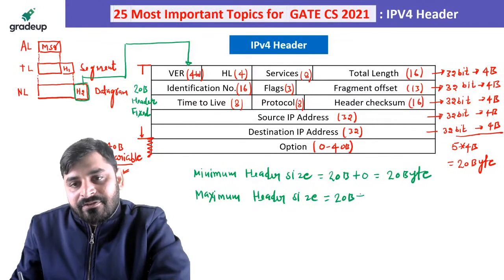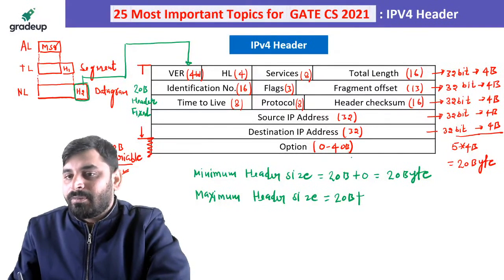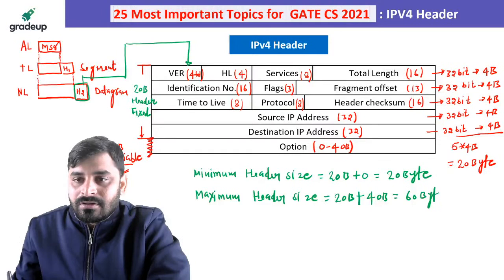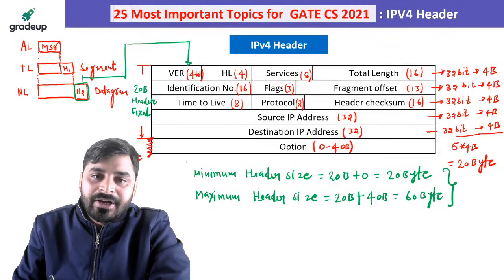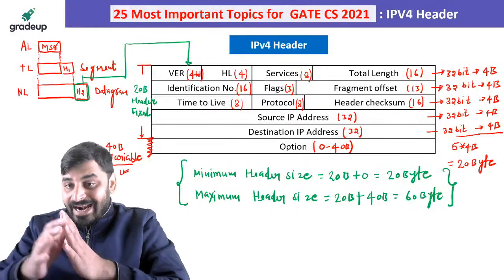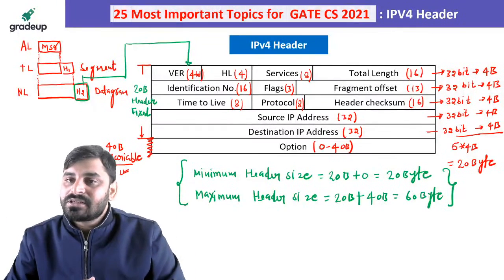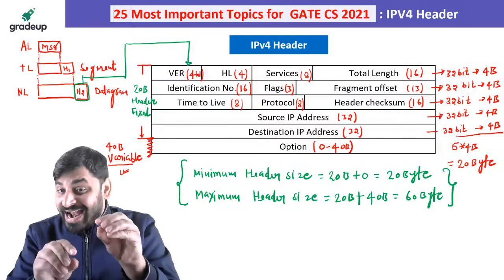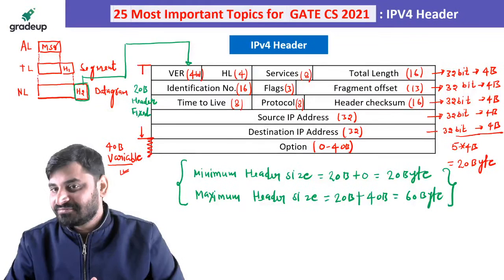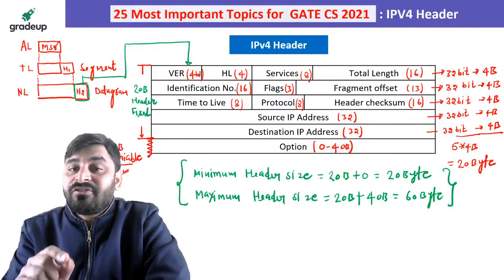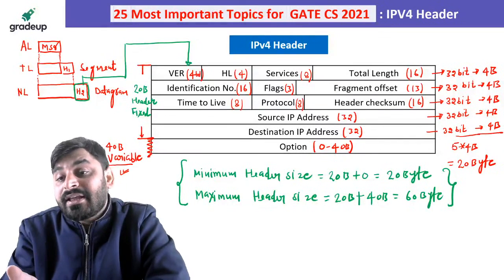20 byte is already fixed. If you want to use the entire 40 byte, this is nothing but 60. So minimum header size will be 20 byte and maximum header size is 60 byte. So this header size can be minimum 20, maximum it can be 60. Now, this header size is not fixed. It can be either 20 or it can be 60.